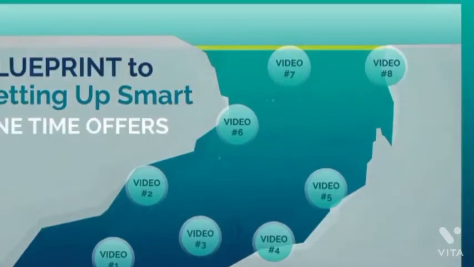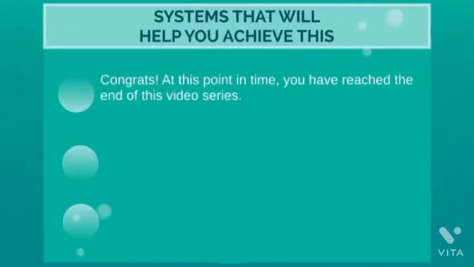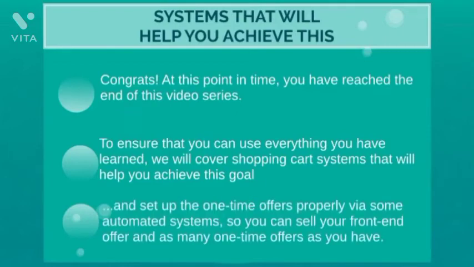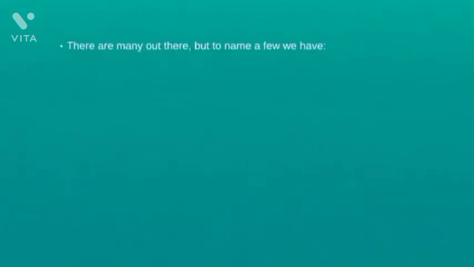Hello and welcome to video number 8, and just want to say congrats. At this point in time you have reached the end of this video course. So to ensure that you use everything you have learned, we're going to talk about shopping cart systems that will actually help you achieve this goal and set up the one-time offers properly via automated systems so that whenever somebody buys your front-end offer, they will be automatically presented with the OTO1 or OTO2, 3, 4, 5, or whatever, however many one-time offers that you have.